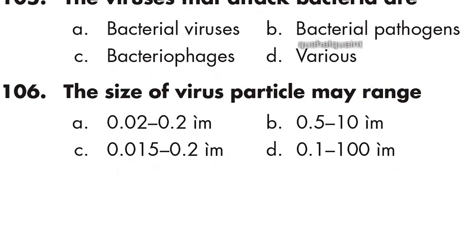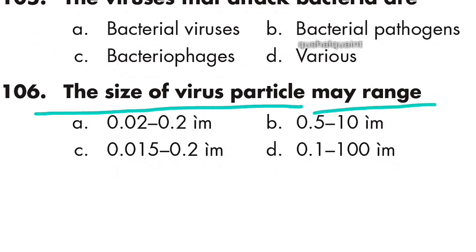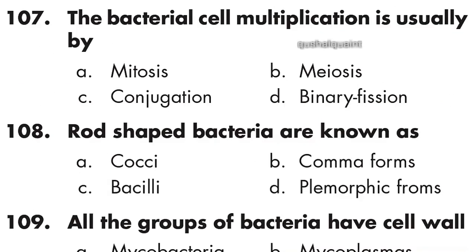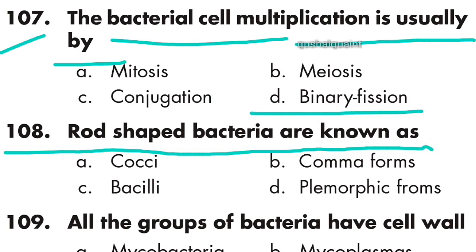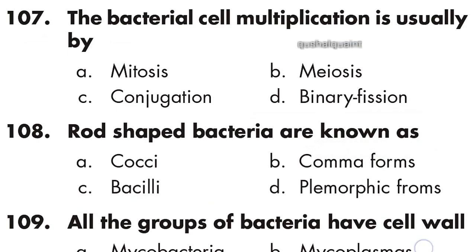Question 106: the size of virus particles may range from 0.015 to 0.2 microns. Option C is right. Question 107: bacterial cell multiplication is usually by binary fission. Option D is right, binary fission. Question 108: rod shaped bacteria are known as bacilli. Option C is right.